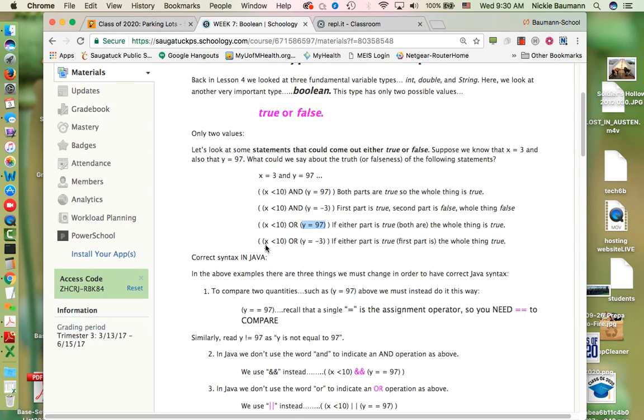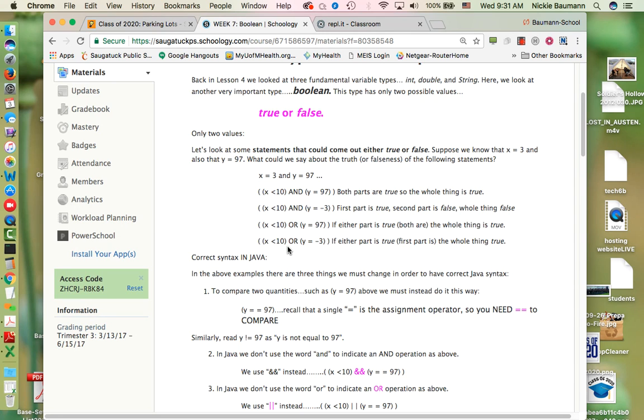And similarly, if x is less than 10 or y is equal to negative 3. So we know x is less than 10. That is true. Y is equal to negative 3. That is false because y is 97. So x is less than 10 or y is equal to negative 3. So again, if either part is true, the first part is true, the second part is false, but because it just has to be one of those conditions, the whole thing is true.